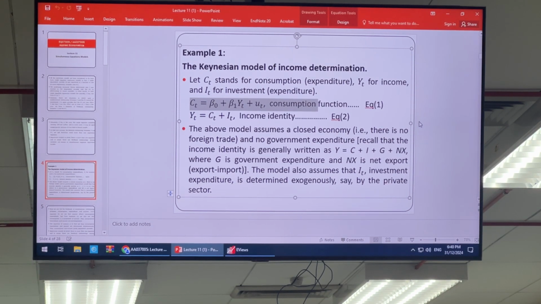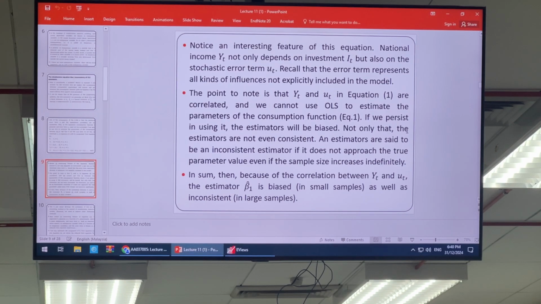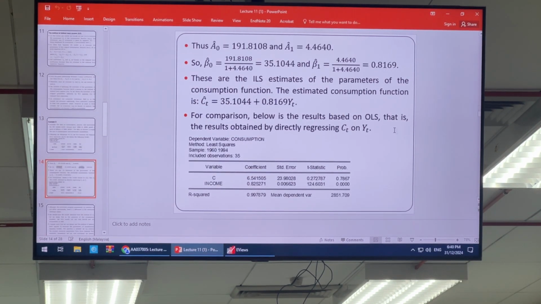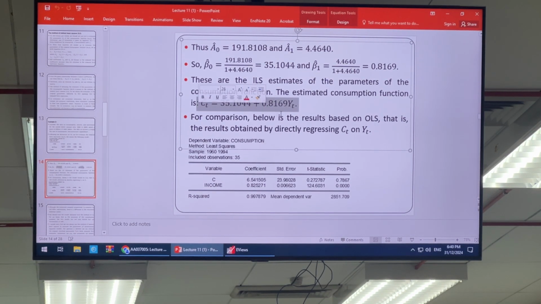So we have to calculate. We need to do some calculation. So we estimate the reduced form equation and use the estimated values to calculate the estimate. So that's why we call it indirect least square, an indirect way of estimation. So the fitted equation for the first equation can be expressed like this. The intercept, and then it's beta 0 and beta 1.